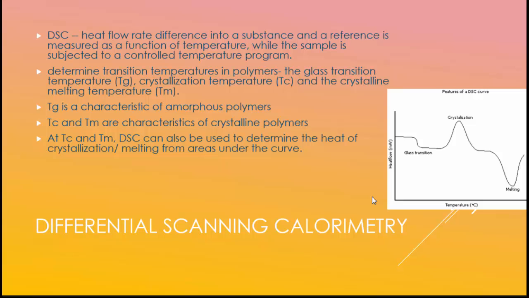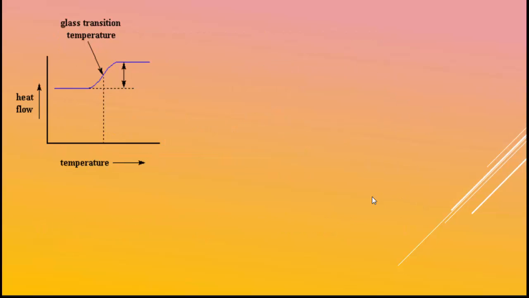At Tc and Tm, the DSC can also be used to determine the heat of crystallization and melting from the areas under the graph. The DSC is advantageous because it gives very quick analytical qualitative results. It is also very useful when only a small amount of sample is available. And of course, the instrument is relatively inexpensive. So what happens at Tg?